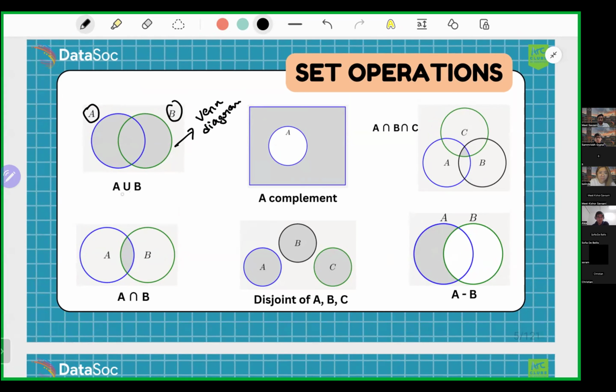So this set is called A union B. This set is called A complement. This one is called A intersection B intersection C, because we have the common part of all the three sets, which you can see here. This particular set is called A intersection B, because that's the common part of both the sets. This one is the disjoint set, because it is not connected. And this one is A minus B, because we only want the A part.